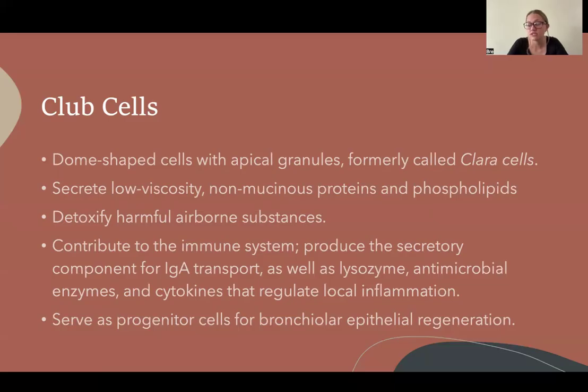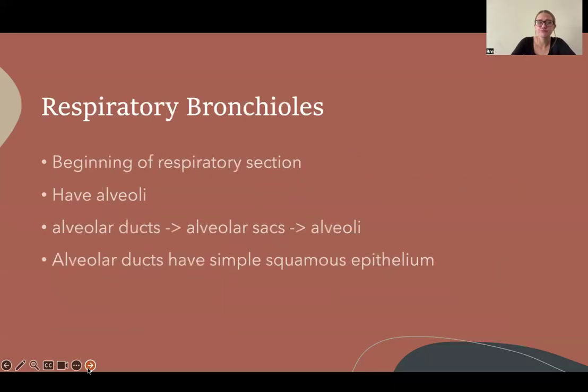And they also contribute to the immune system by producing secretory components for IgA transport as well as lysozyme, antimicrobial enzymes, and cytokines that regulate local inflammation. And these are just all parts of the immune system. They also serve as progenitor cells for bronchiolar epithelial regeneration.